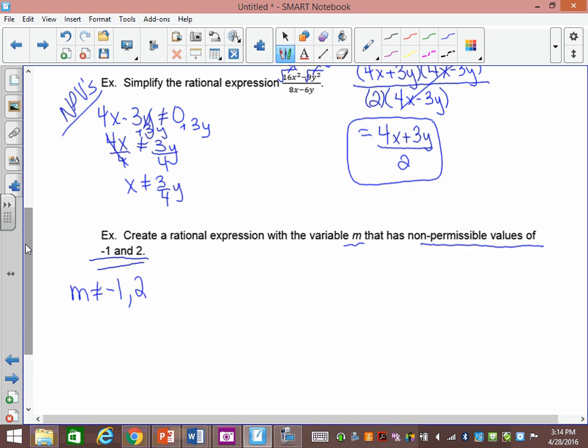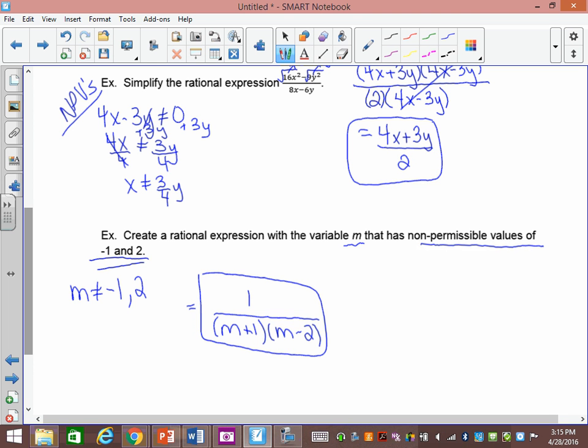Yeah. So I'd have to have m plus 1 is one of my factors, and m minus 2 is one of my other factors. If you wrote them as x's, I wouldn't take it down, but it does say m, but it's the same deal. So why would we have to have an m plus 1 and an m minus 2? Because if I fill in a -1, I get 0. If I fill in a 2, I get 0, right? And then you can put anything you want on the top that's a polynomial of some sort. So I could just put a 1. Done. I have a rational expression that has those NPVs.